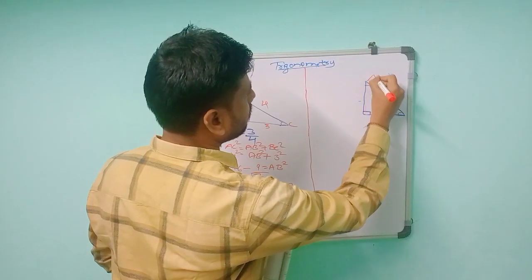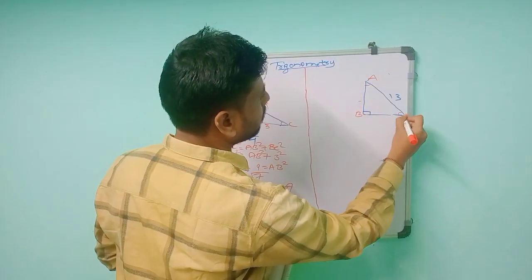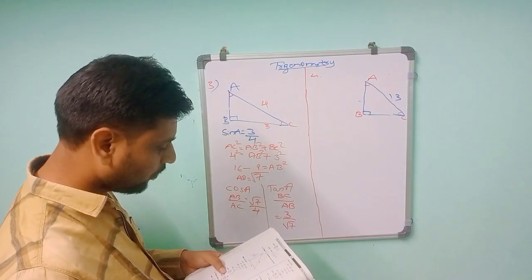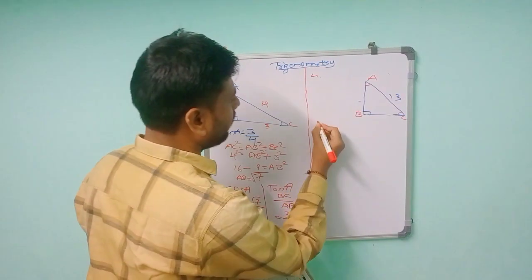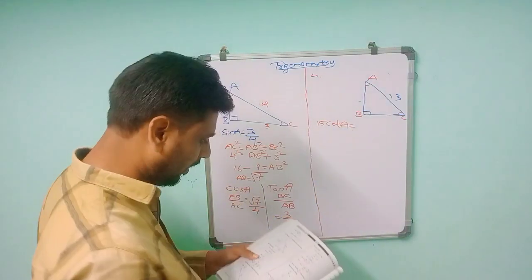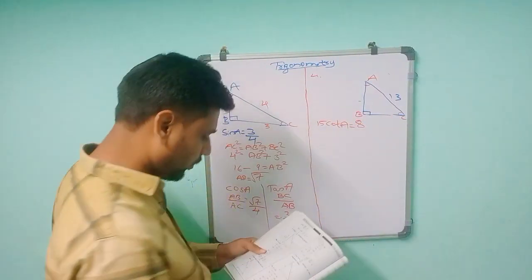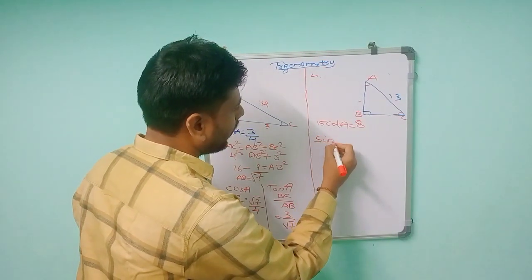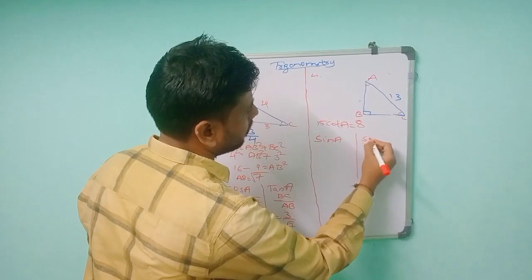So this is the fourth problem. What is the given fourth problem? Given 15 cot A is equal to 8. Then you have to find sin A and sec A.